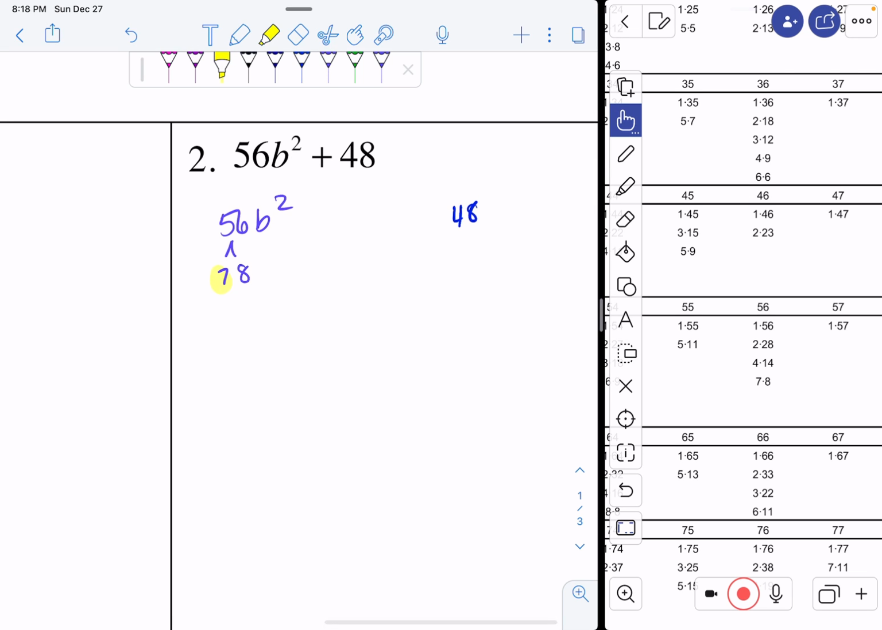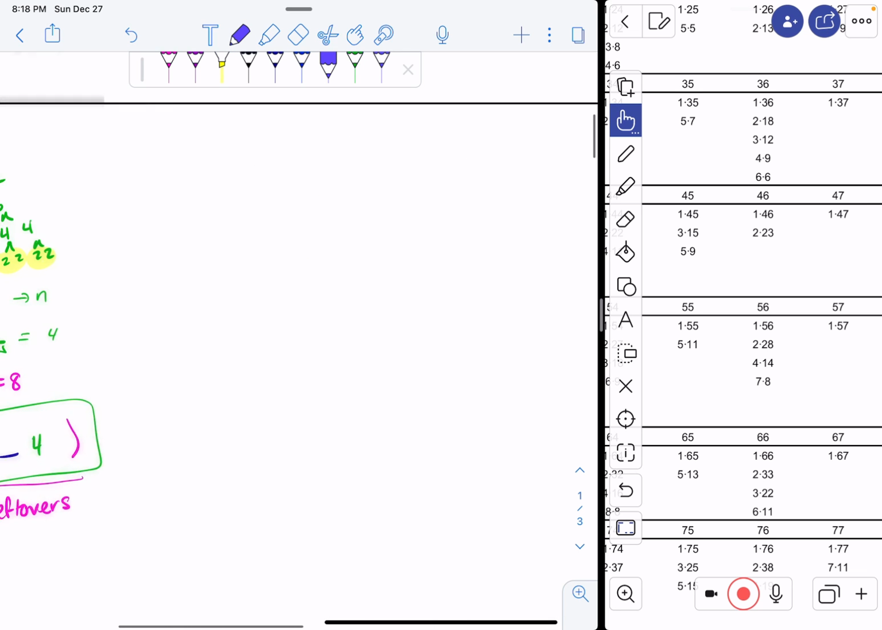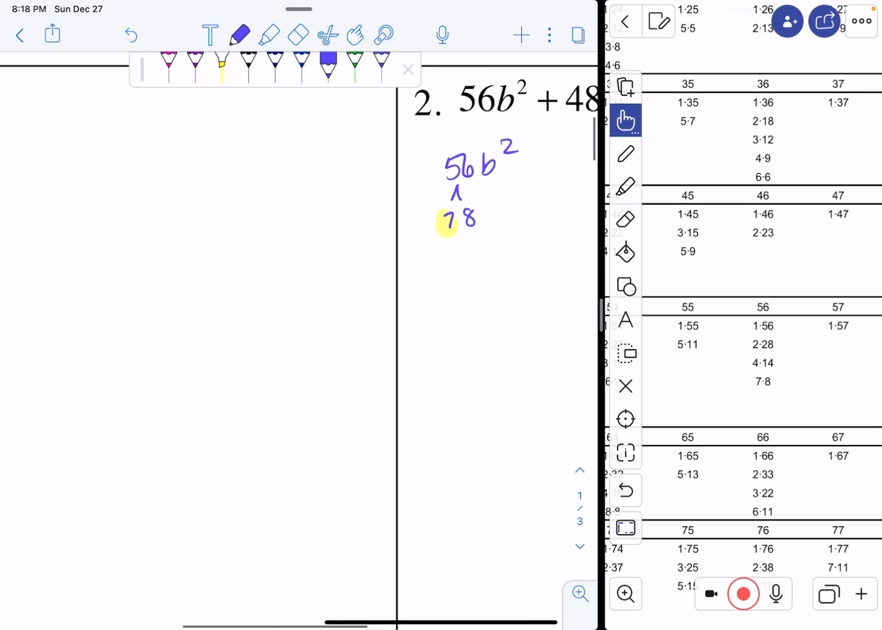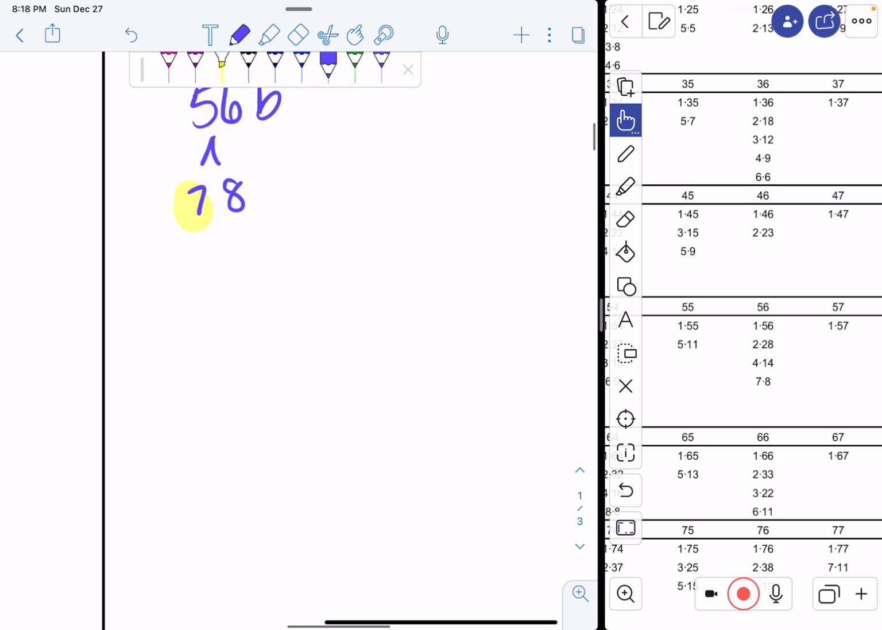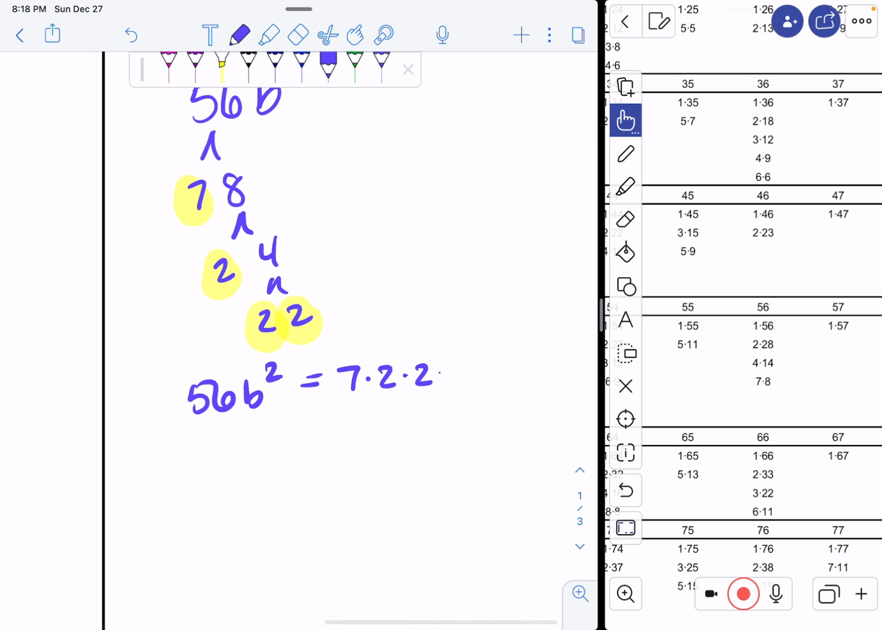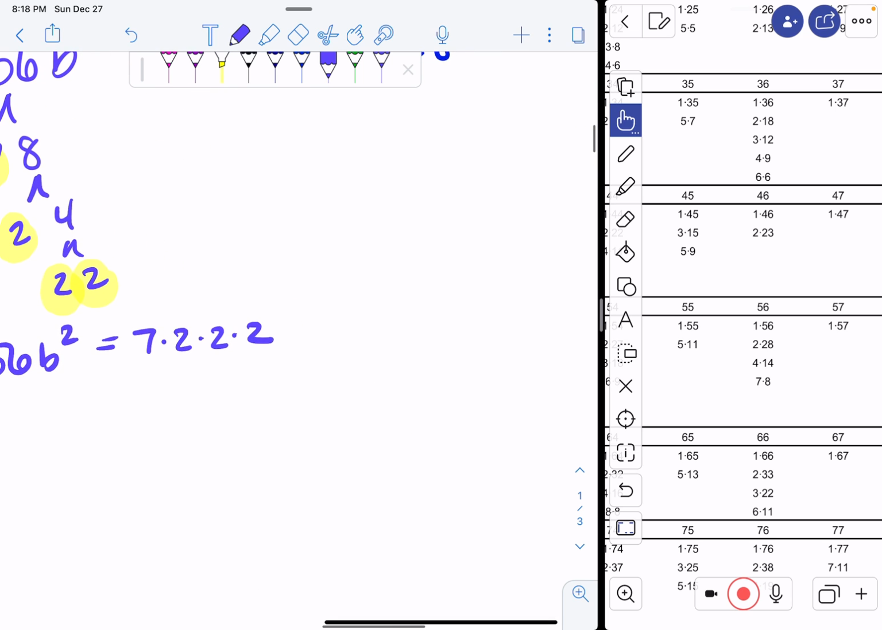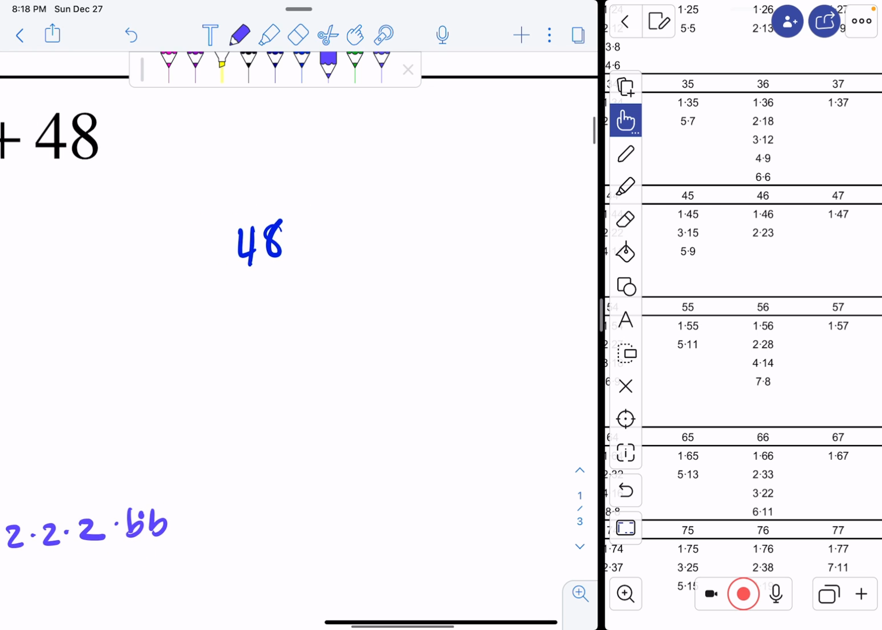7's prime. Highlight it. I can break apart 8 to be 2 and 4, and then 4 can be broken apart to be 2 and 2. Highlight your 2s. So I can say 56b squared is equal to 7 times 2 times 2 times 2, and then 2 b's. Now I need to break apart 48.